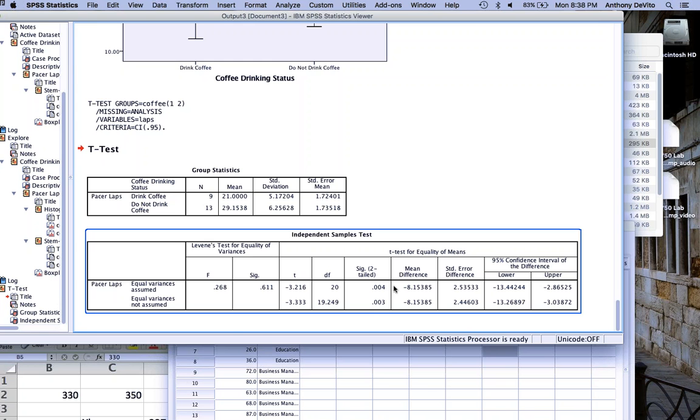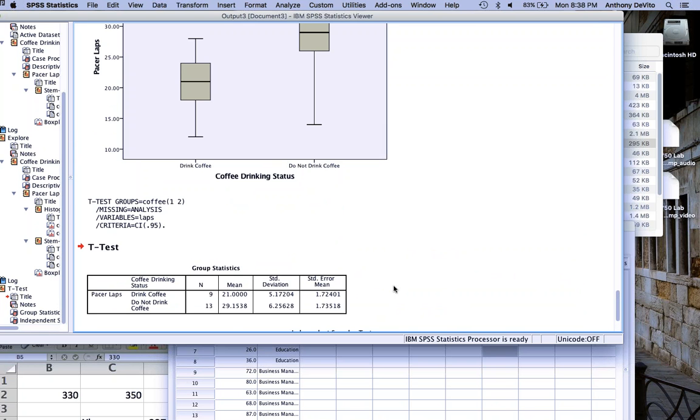Okay, so this is a two-sided test. If it had been a one-sided test, the way I would have described the null hypothesis is not that mu1 is equal to mu2, but mu1 is equal to or greater than mu2, and the alternative hypothesis would be less than. Or mu1 is equal to or less than mu2, and the alternative would be that mu1 is greater than mu2.